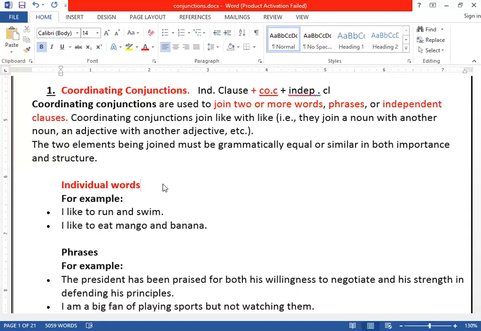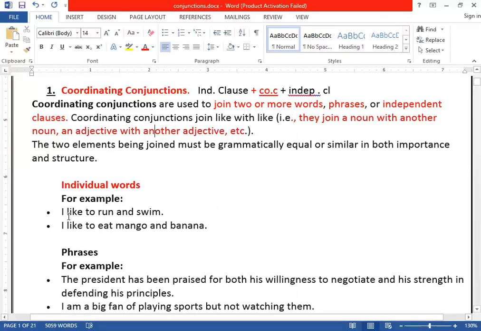These conjunctions are used to connect two similar things. Like you cannot join a noun with a verb or an adjective with an adverb. Clear? So both of them will be the same. Look, I have given you an explanation here. They join a noun with another noun, an adjective with another adjective, a verb with another verb, or an adverb with another adverb.